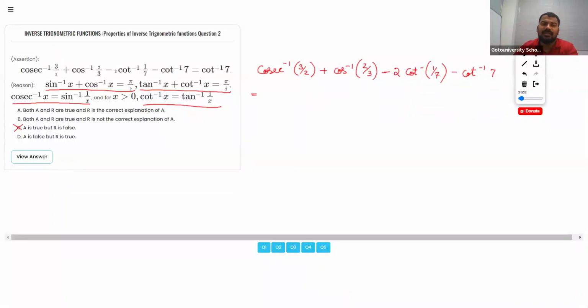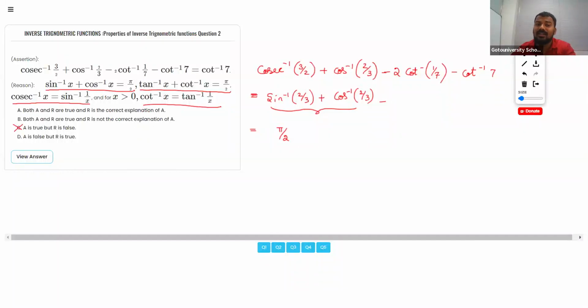Now if you look into this, cosec inverse 3 by 2, can I say it is nothing but sine inverse of 1 over x, since cosec inverse x is sine inverse of 1 over x? So can I convert it here? Because they have given a hint, sine inverse 2 over 3, plus cos inverse 2 over 3 is there. Sine inverse x plus cos inverse x is going to be pi by 2. Can I write pi here? Right? Next, minus 2 cot inverse 1 by 7.